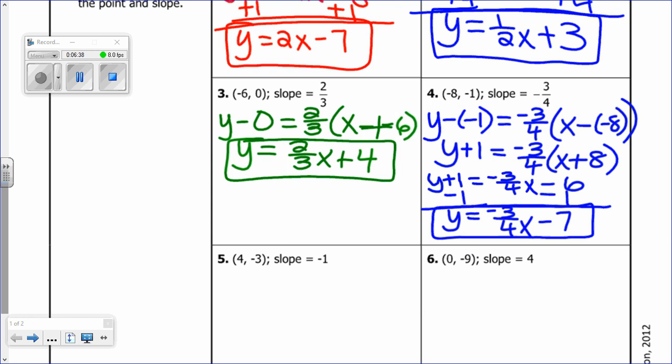So now this is the equation of the line that has a slope of -3/4, and it goes through the point -8, -1. And if you want to double check, you can go ahead and type your equation into Desmos and actually see that it does go through the point -8, -1. And you can try that with all of these. So what I want you to do is pause the video and try 5 and 6, and then come back and see how you did.